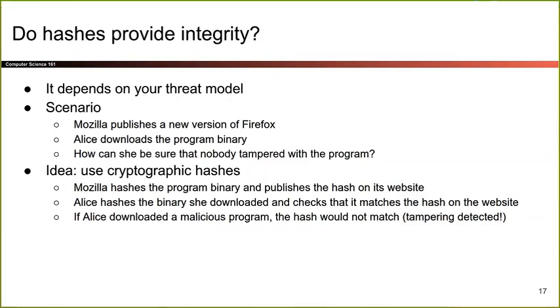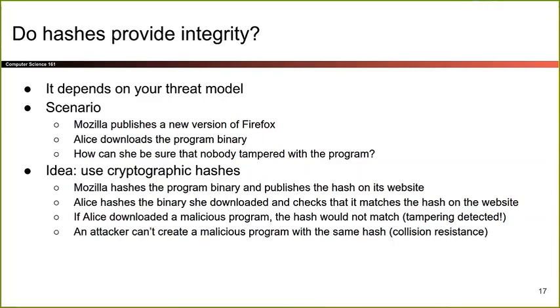Okay, so she did detect tampering if someone tampered with it, but we had to assume something. I guess we should talk quickly about this first. If the attacker wanted to create a malicious program that avoids detection, so Alice downloads a malicious program, but the hashes still match, the attacker can't do this. Why? Because it's collision resistant. So the attacker can't find two different binaries that match the same output. So if that's true, then the attacker can't even avoid detection.